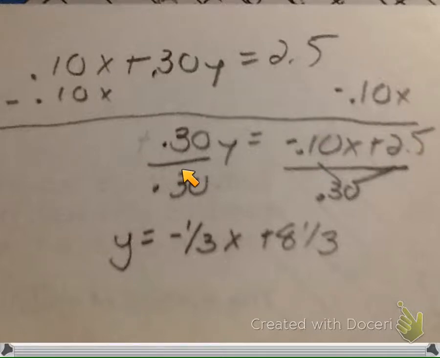Divide by 0.30 here, that gives you y. Divide by 0.30 here, negative 0.10 divided by 0.30 is negative 1/3. 2.5 divided by 0.30 comes out to be 8 1/3. Notice I wrote them in fraction form. Fractions are better than writing 0.3 because it's not as accurate.